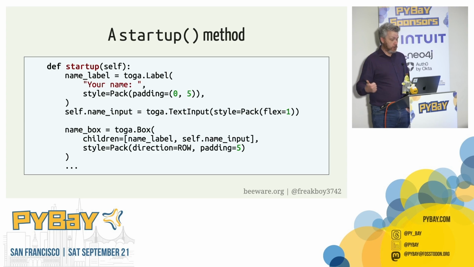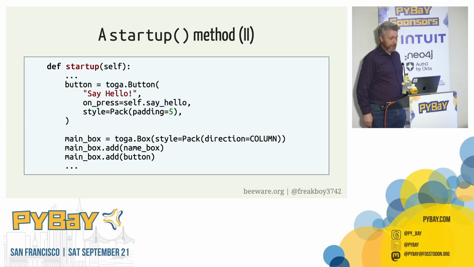We then create a box, again, the basic container widget in Toga. We tell it that it's going to have 2 children, the label and the text input, and indicate that it's going to be a row box, so all of the children will be stacked horizontally with some padding. Next, we define a button with the label Say Hello and some padding, and declare that when the button is pressed, we want to invoke the say_hello handler on the app.